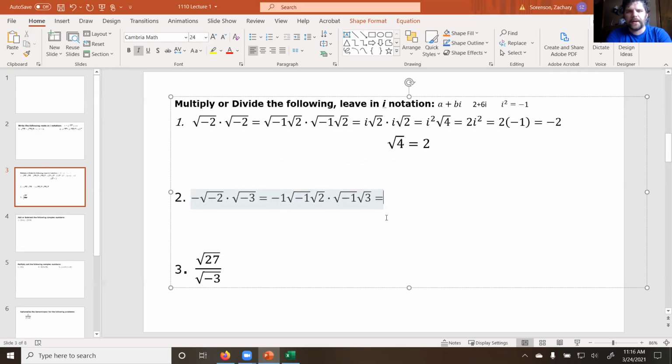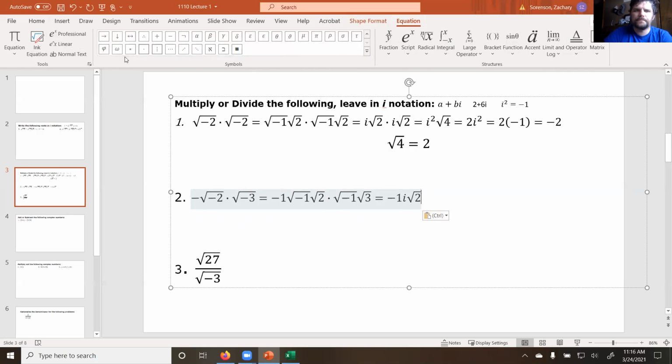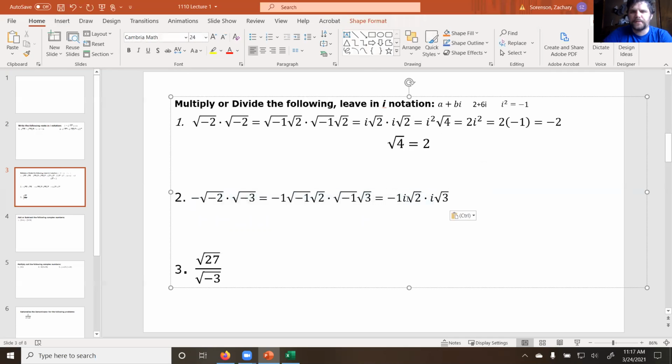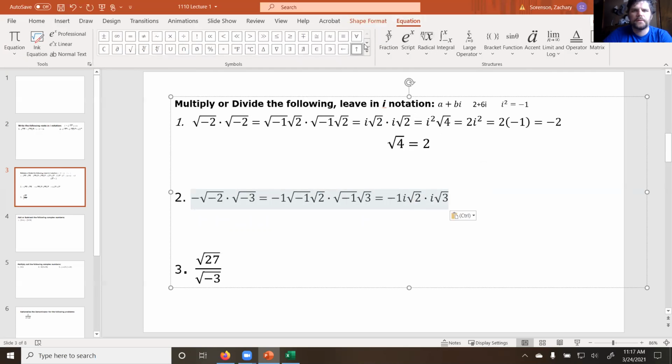Okay. So then I have -1. I know that the square root of -1 is i. So -1 times i times the square root of 2 times i root 3. Maybe just to keep things straight, I'll put a times here. Okay, what do I do now?